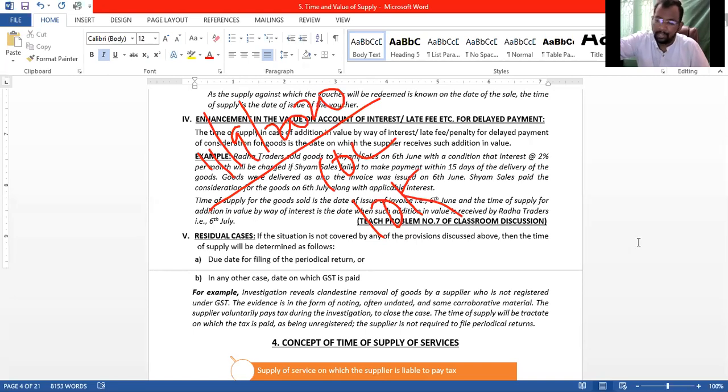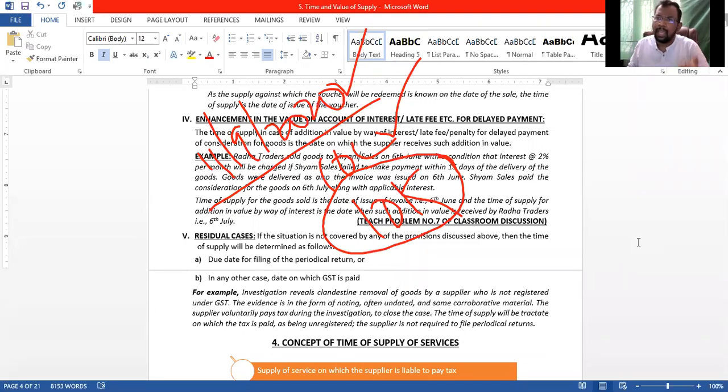Now my question is, sir, with respect to this 10 lakhs, we have an invoice and that will be our time of supply. But what about this interest, sir? Interest on delayed payment. First of all, will this be taxable? Yes. Liable to GST.